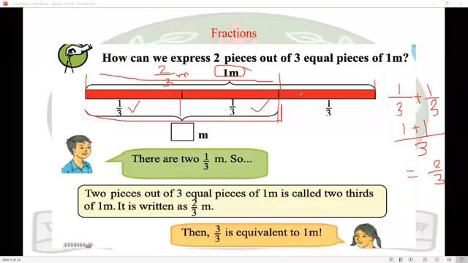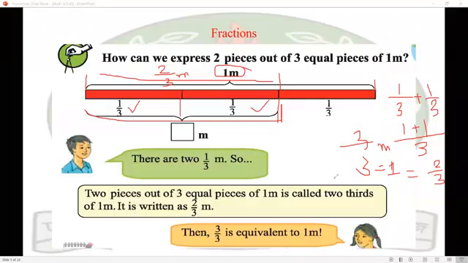So we can write 2/3, or 2 is of the third. So we can express in this way. So 2 pieces out of 3 equal pieces of 1 meter is called 2/3 of 1 meter. It is written as 2 by 3 meter. Then when we express all 3 parts, we can write 3 by 3 meter. 3 by 3 meter means 1 meter.